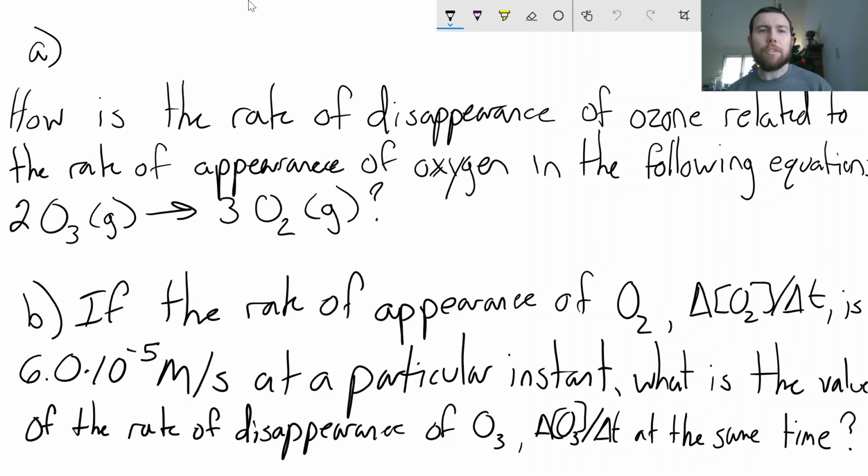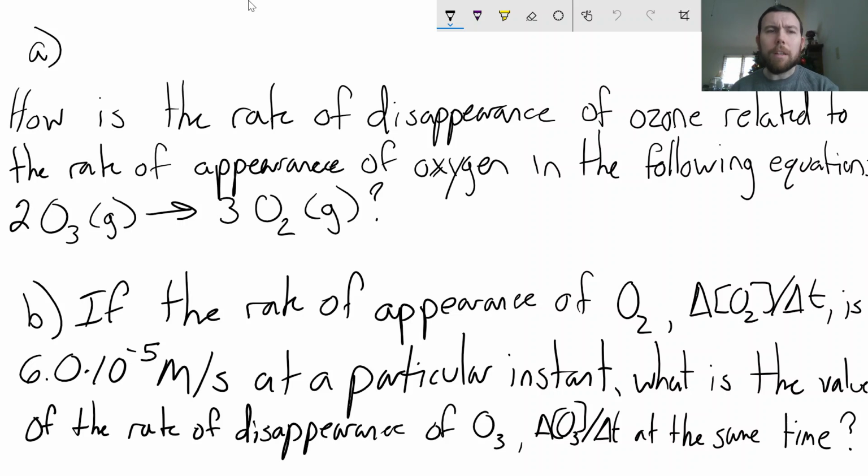All right. So let's just read the questions and then let's talk through how we would go through and solve it. So the question states, how is the rate of disappearance of ozone related to the rate of appearance of oxygen in the following equation? So we got 2 moles of ozone decomposing or breaking down into 3 moles of oxygen. Okay, so that's question number 1.